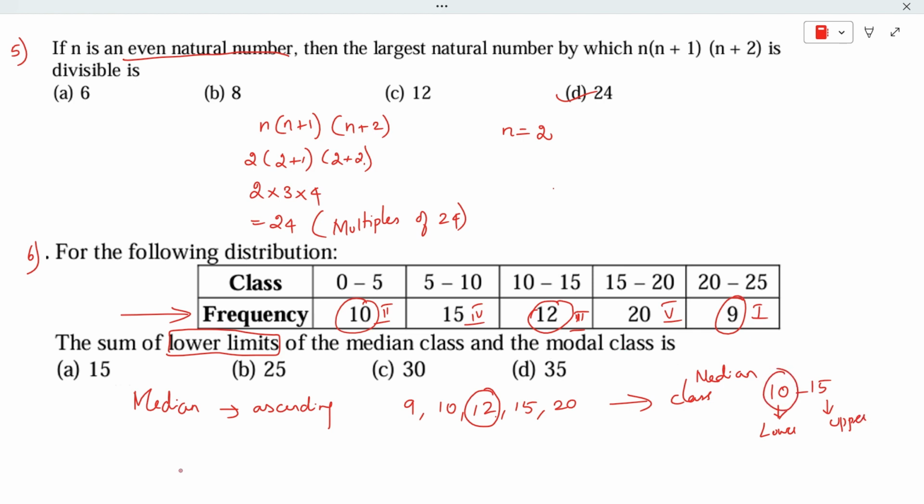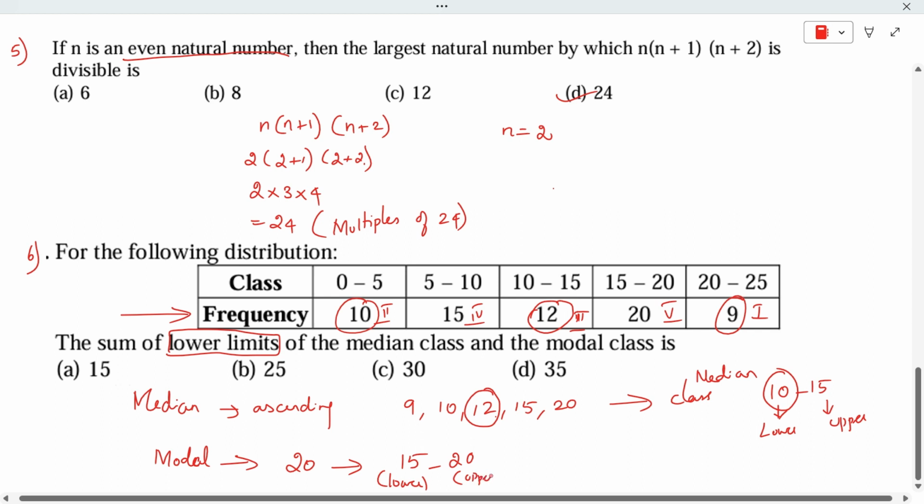Now I am going to find the modal class. Mode means the repeated frequency. So which frequency is higher? Which is 20, isn't it? So for that 20, what is the modal class? It is 15 to 20. And 15 is the lower limit and 20 is the upper limit. Again, I need only the lower limits, right?